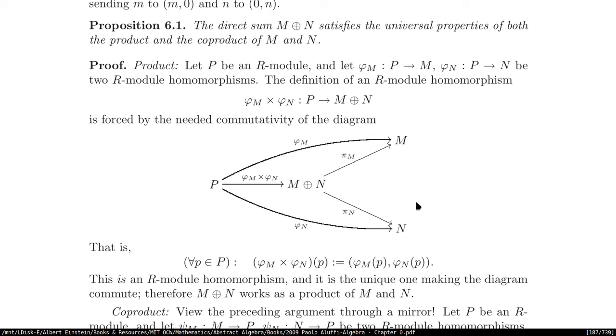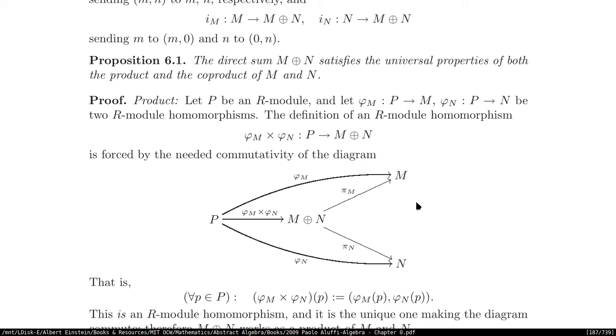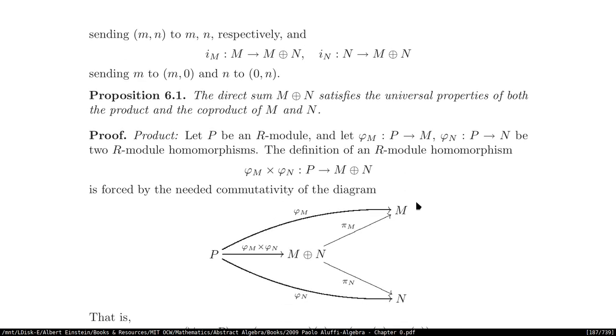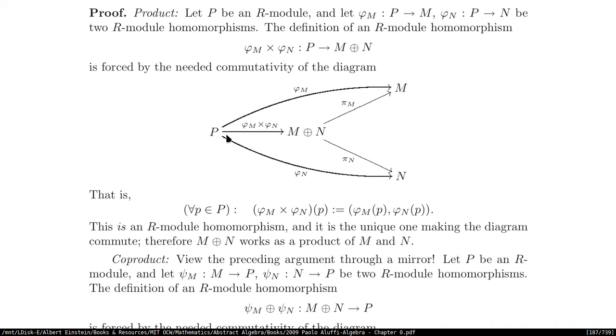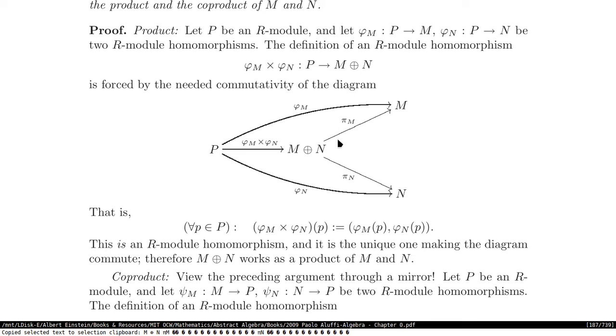So this is the product. Okay. Sorry, I guess at this point he has defined the R-Mod category. So he says the direct sum M ⊕ N satisfies the universal properties of both the product and the coproduct of M and N. Right. So the product is this. And essentially you have this direct sum. You have the projections, pi_M, pi_N onto M and N.